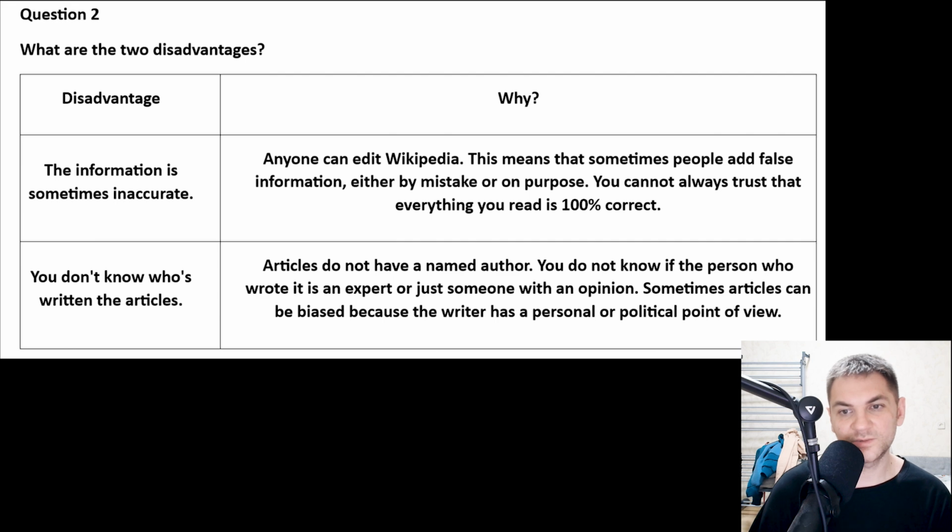You do not know if the person who wrote it is an expert or just someone with an opinion. Sometimes articles can be biased because the writer has a personal or political point of view.